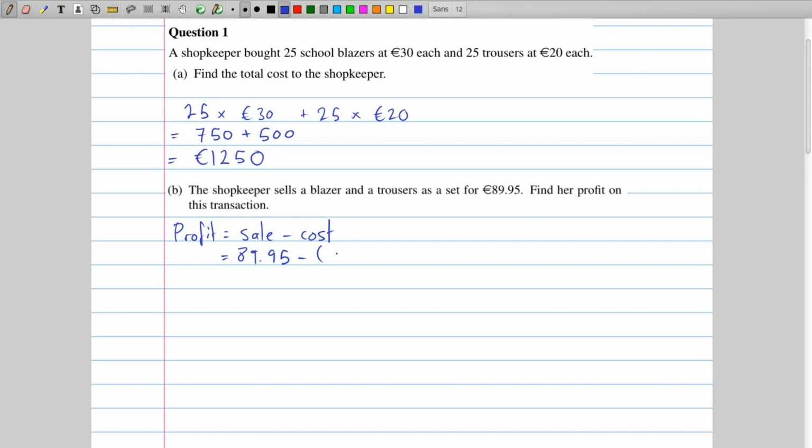The cost price, we're told from the previous question, is €30 for the blazer and 20 for the trouser. So the combination of those two is 30 plus 20. And so if you work through that, you end up with $39.95.